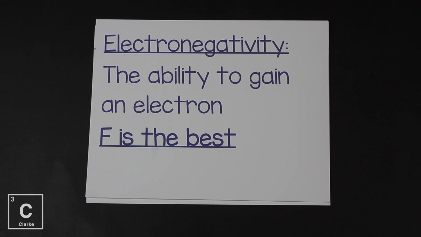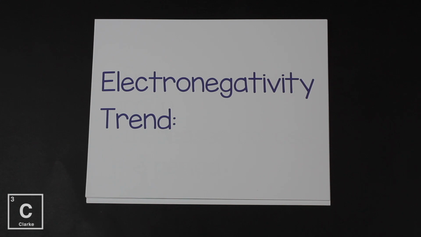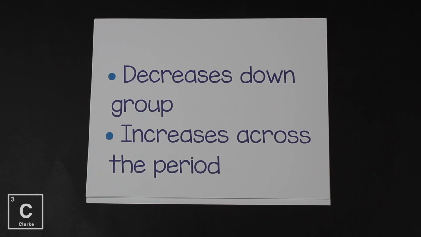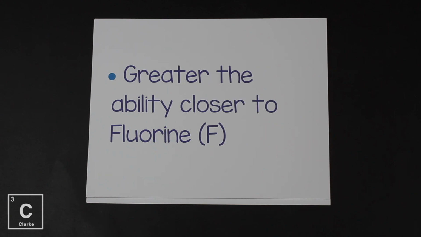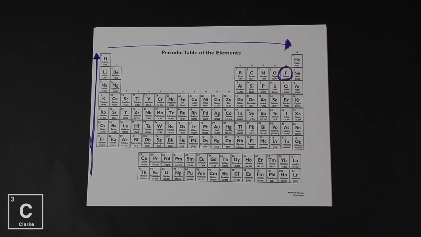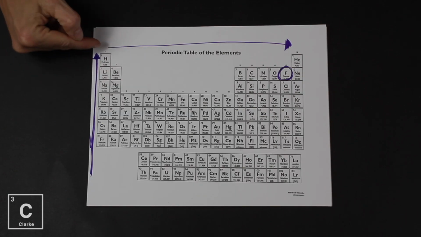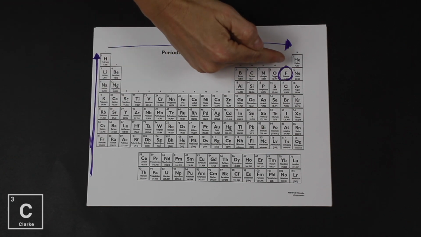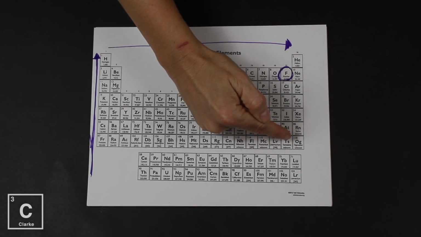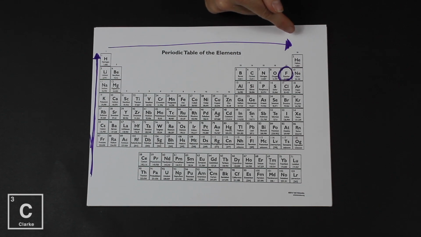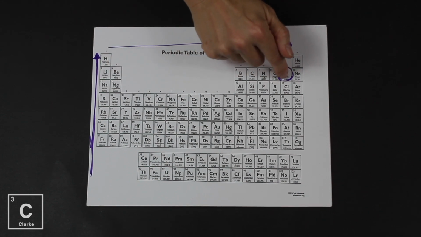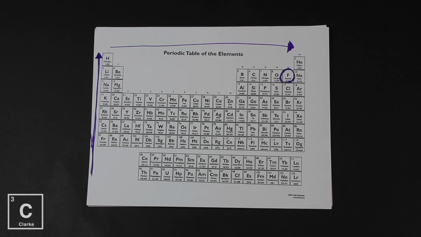The next trend, electronegativity. Now, electronegativity is the ability to gain an electron, and fluorine is the absolute best at this. So let's look at the electronegativity trend. It's going to decrease down the group and increase across the period. The closer we get to fluorine, the more electronegative something is. So this is what the electronegativity trend looks like. It's going to decrease down the group because as you decrease down a group, the farther away from fluorine you get. We're going to increase across the period because as we go across the period, the closer to fluorine we get, because fluorine is the most electronegative.